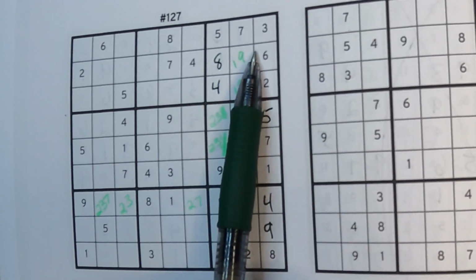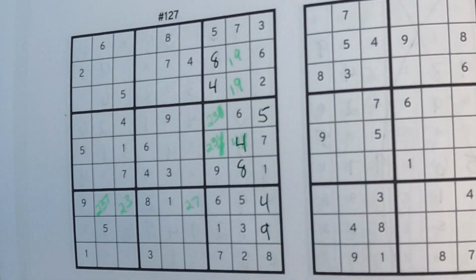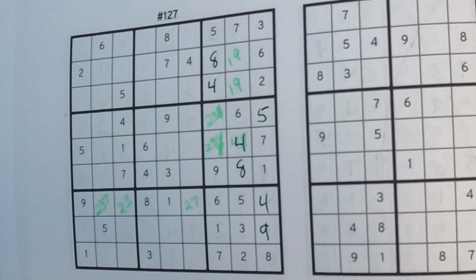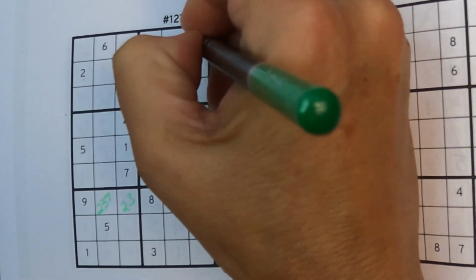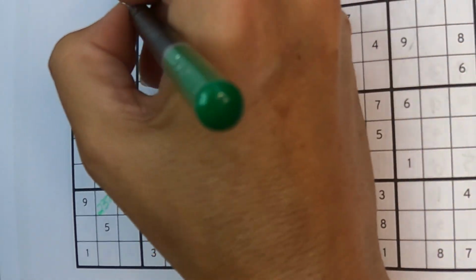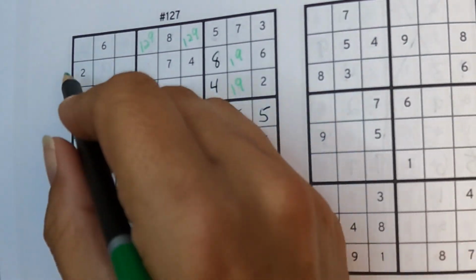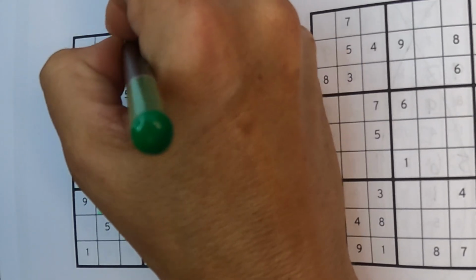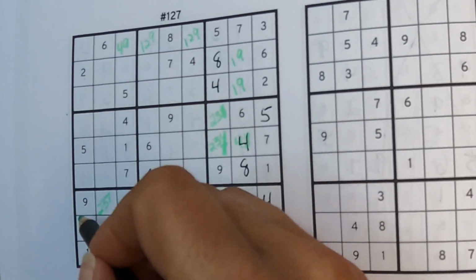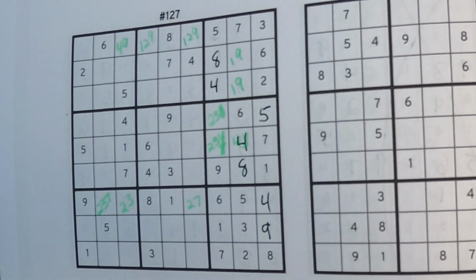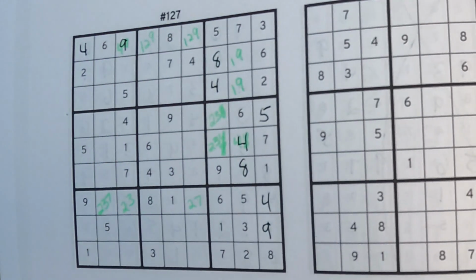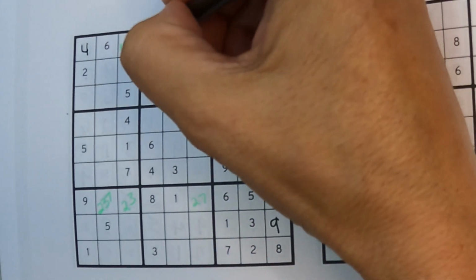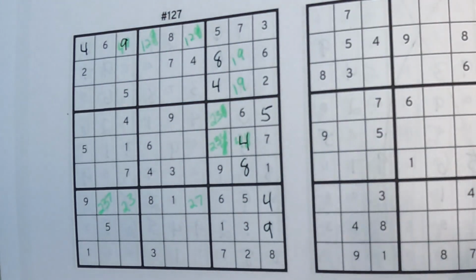For this top row, we're missing 1, 2, 4, and 9. We've got the 4 here, so 1, 2, 9. Same here, 1, 2, 9. 1 and 2 here, so 4, 9. 1, 2, and 9 here means this is our 4, 9. We can get rid of this 9 and this 9.